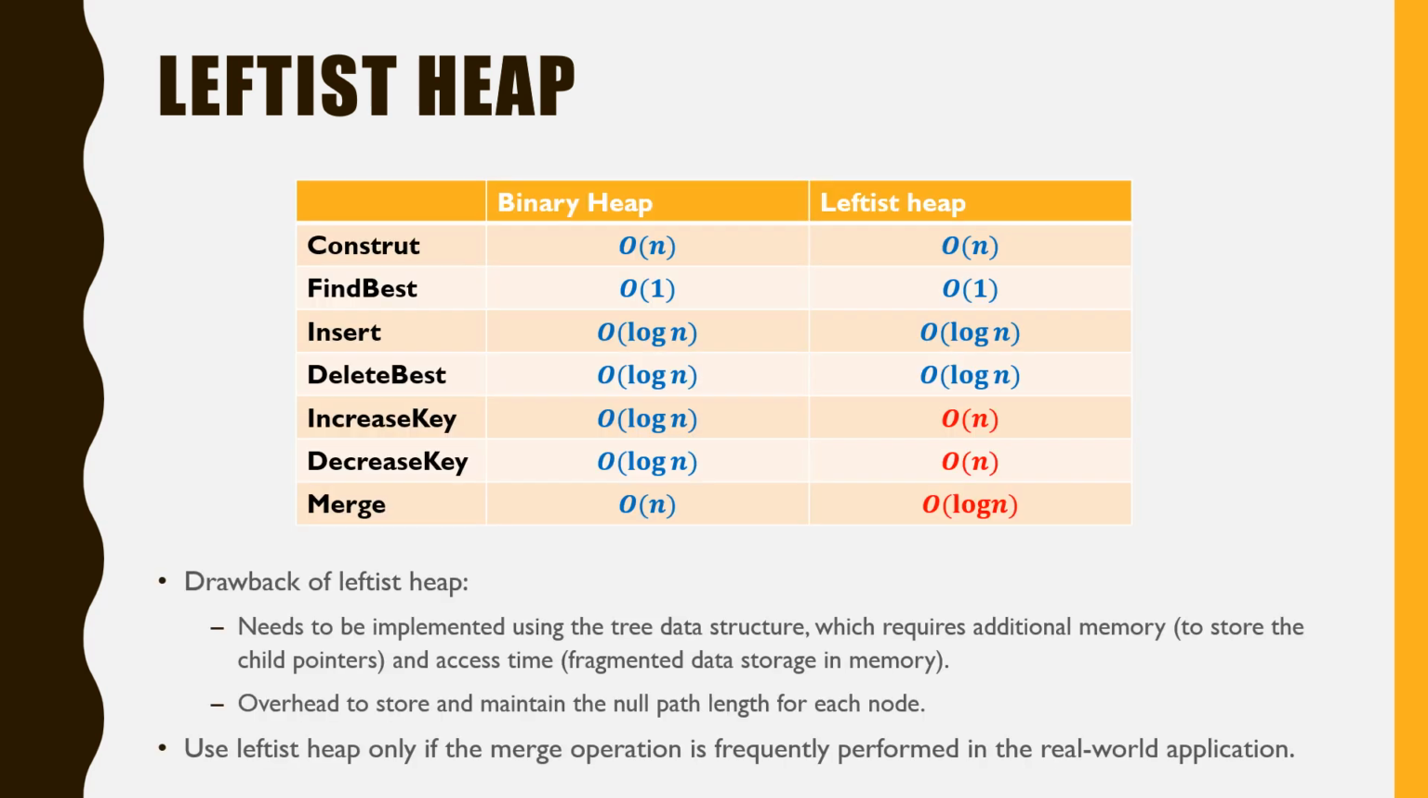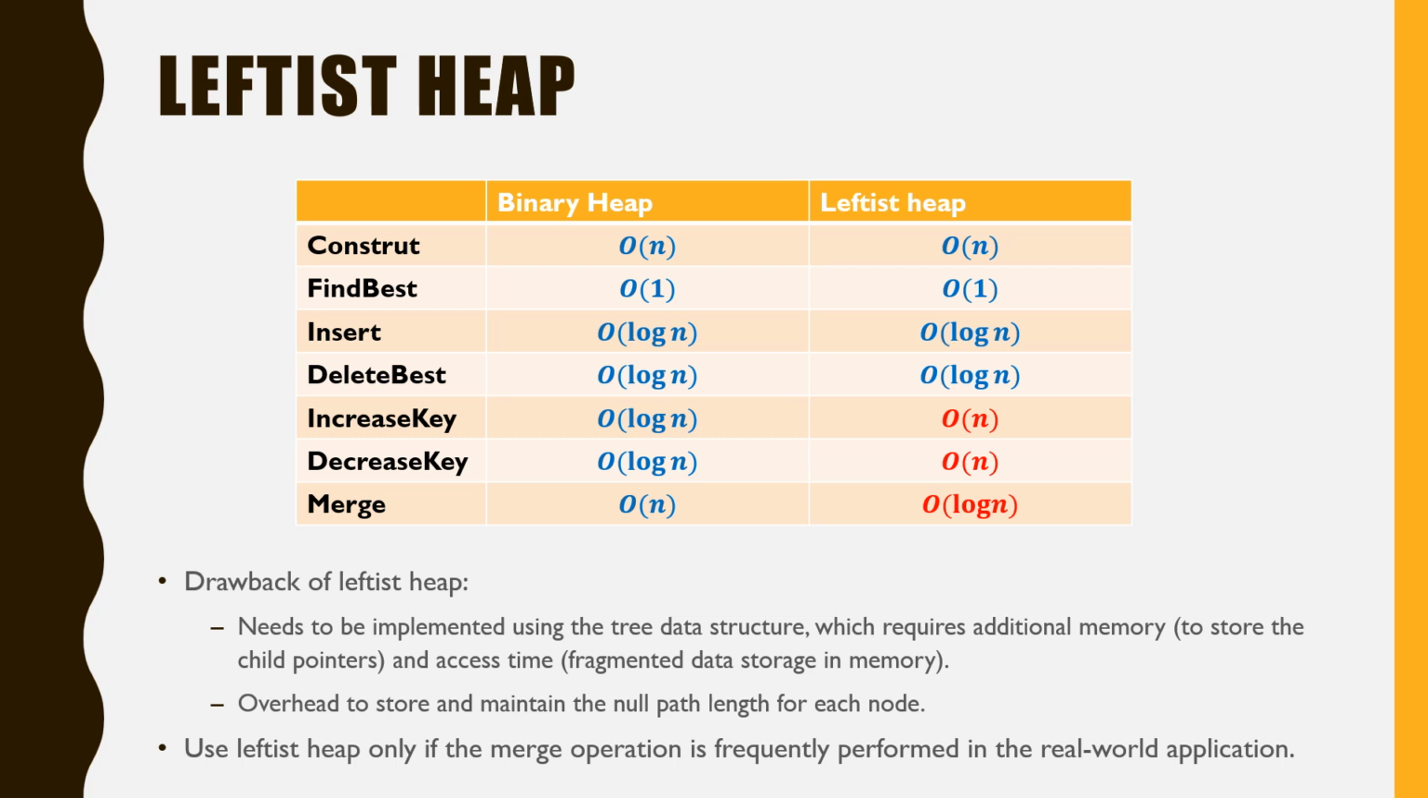Now, we summarize Leftist heap by comparing it with binary heap in this table. In short, the construct, find best, insert, and delete best operations have the same time complexity in both heap data structures. The merge operation is more efficient in a Leftist heap, running in O(log n) time instead of O(n) in a binary heap. However, the increase key and decrease key operations become slower, whose time complexity is increased to O(n) in a Leftist heap.